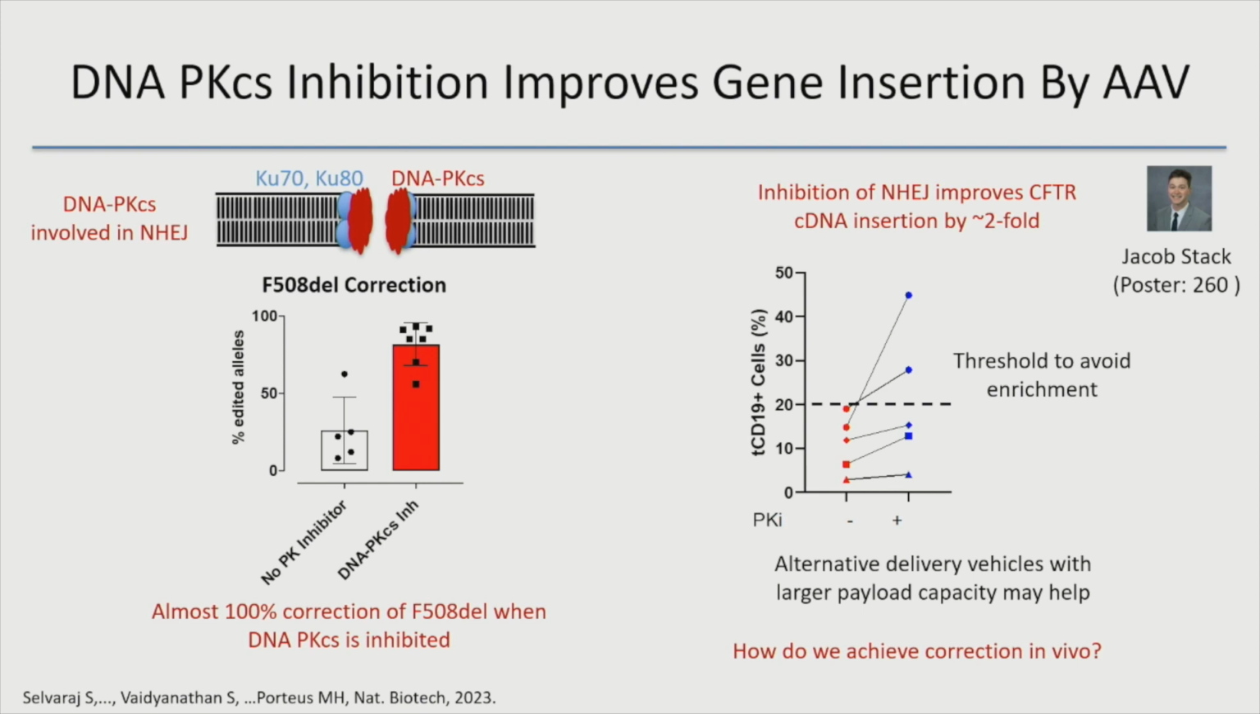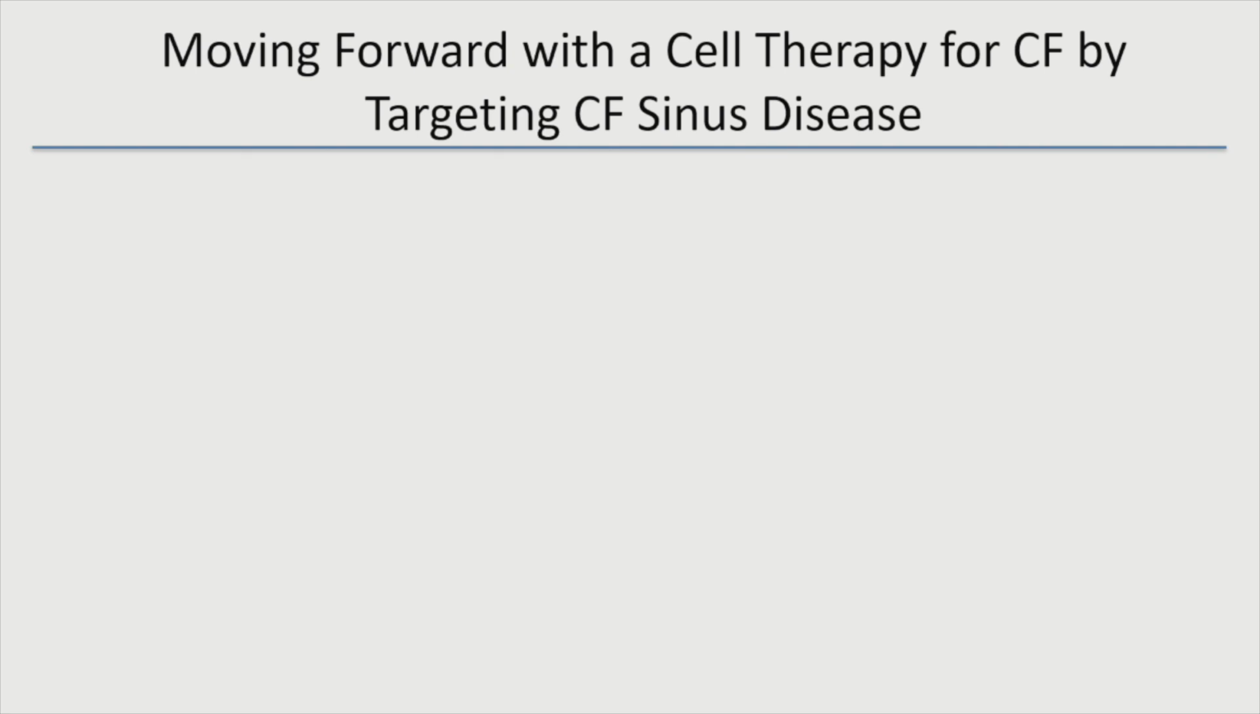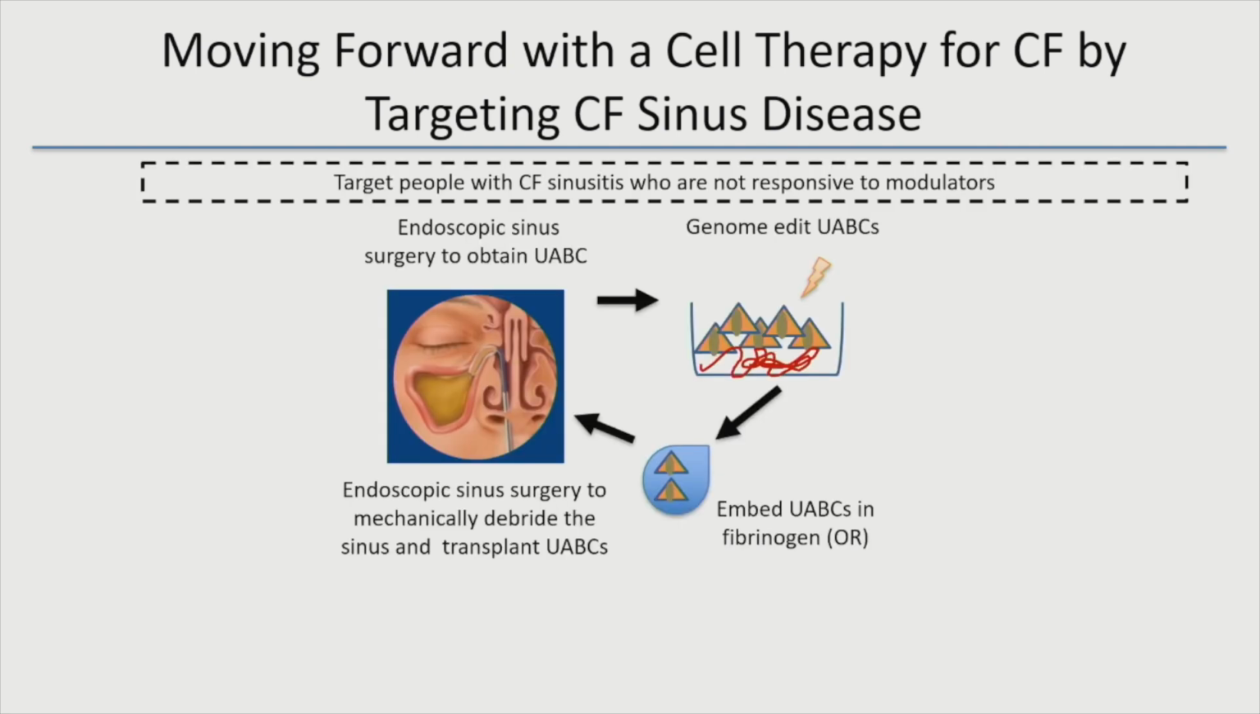But then, of course, the question is, how do we do this in vivo? All of this work was done in the context of a cell therapy. The idea here was to target people with CF sinus disease. This was a collaboration with Dr. Nayak and Dr. Bravo, and they're in the audience. We were targeting people with CF sinus disease who are not responsive to modulators.